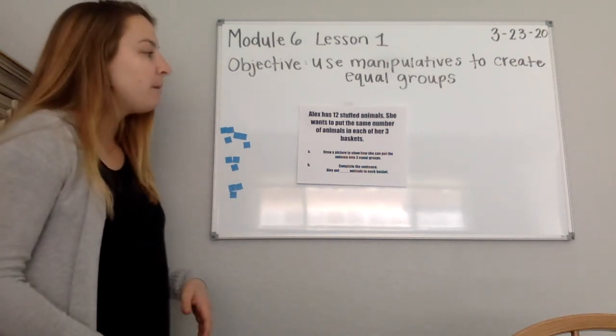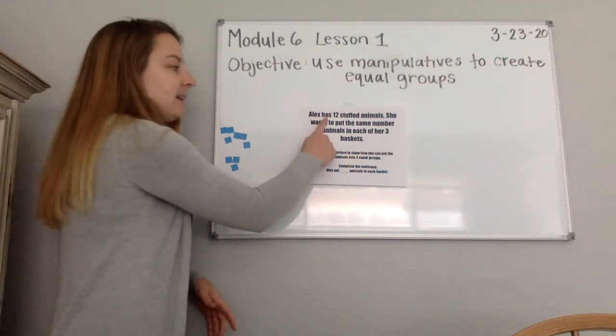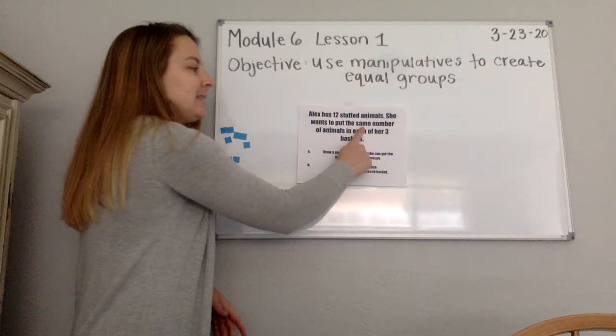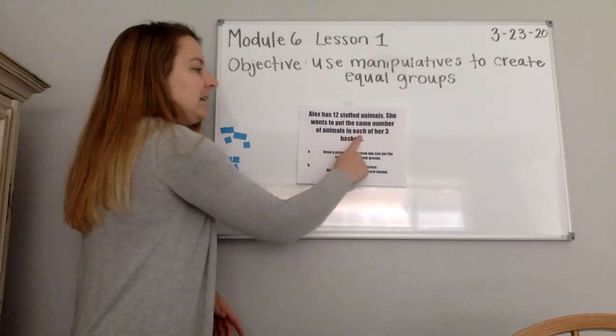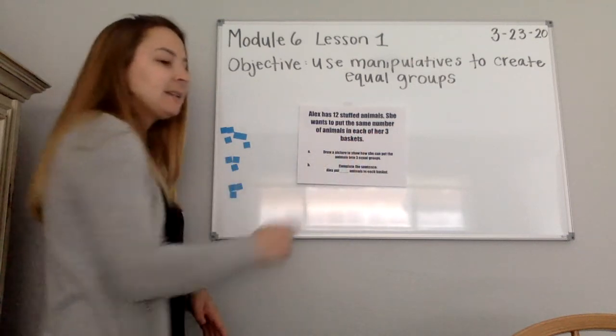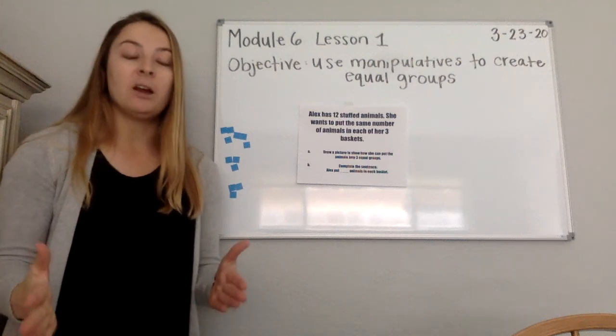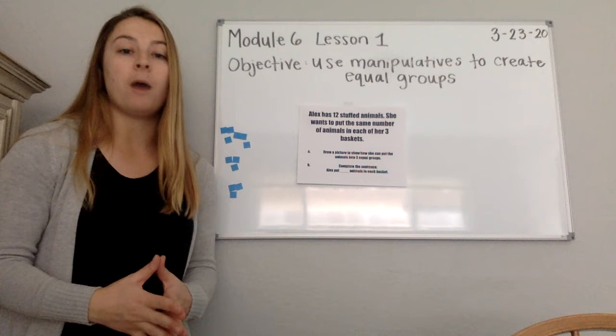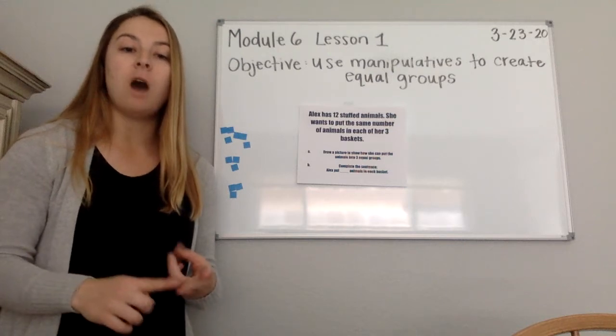So, our word problem for today is: Alex has 12 stuffed animals. She wants to put the same number of animals in each of her 3 baskets. Now, I'm going to stop right here. Second graders are familiar with the RDW process for word problems. That stands for read, draw, write.